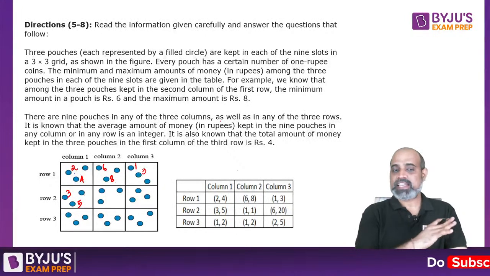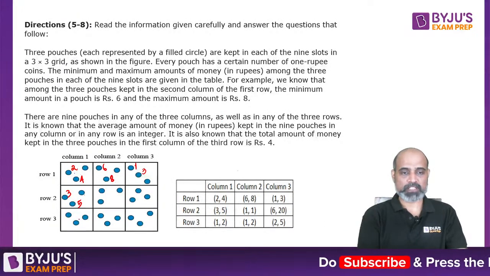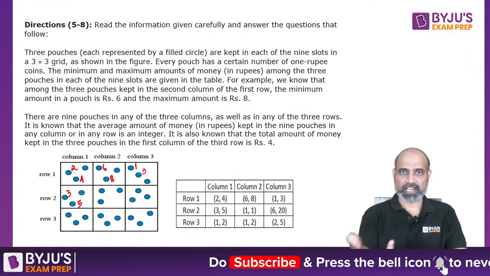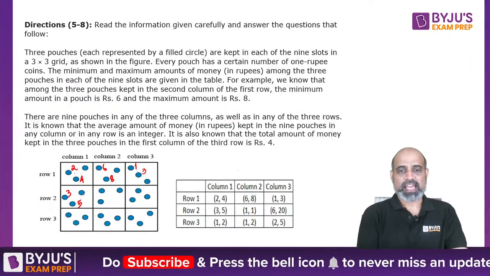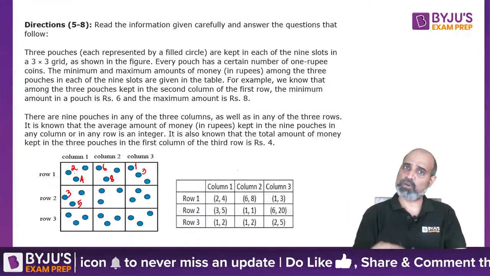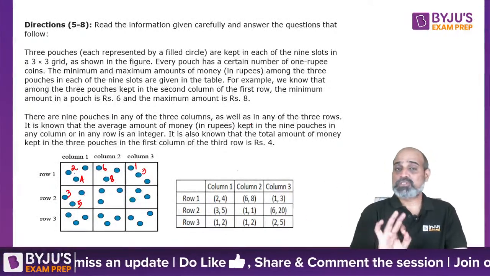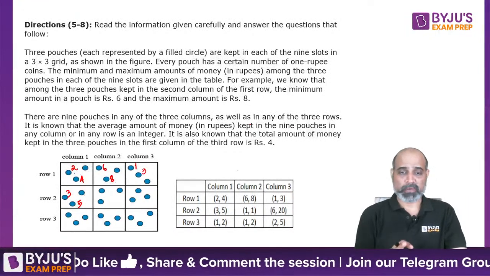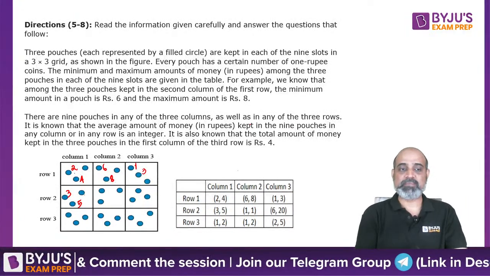There are 9 pouches in any of the 3 columns. 3 plus 3 plus 3, 3 plus 3 plus 3. Of course, there are 9 circles, 9 blue circles, as well as in any of the 3 rows. If I look at the rows, you have 3, 3, 3. Again, 9 throughout.